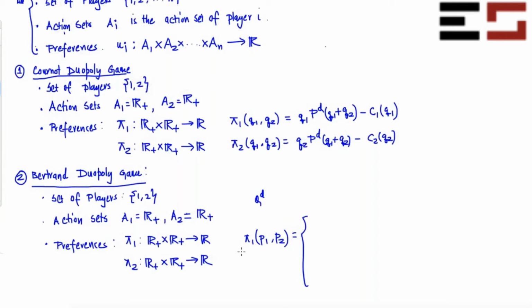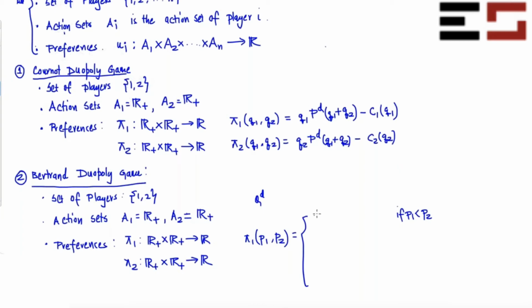Okay, so that's not going to work. Let me just write the profit. This is the case if P1 is less than P2. I'm going to write that case first. If P1 is less than P2, then firm 1 gets the entire market.